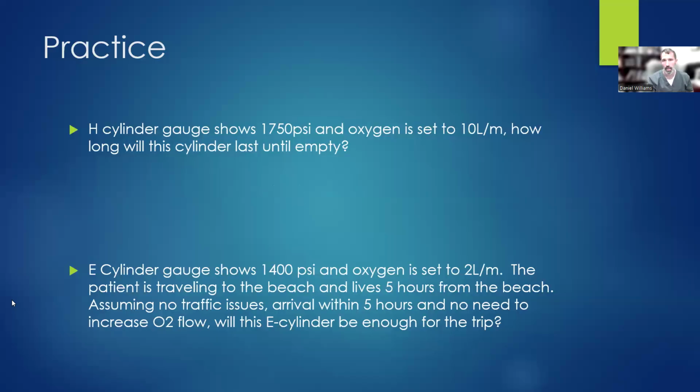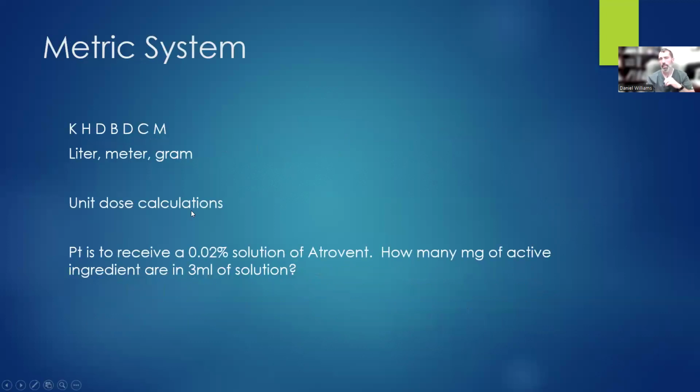That's a base unit. We didn't have to convert too much in there, but if you're going from liters per minute to liters per second, that's not going to be a metric conversion per se, but still converting. So you know that in the metric system, you have your base units, that's liter, meter, and gram. You know that if you move to the right, I mean this KHDBDCM up here. If you remember the mnemonic device, King Henry died by drinking chocolate milk. B represents your basic unit.